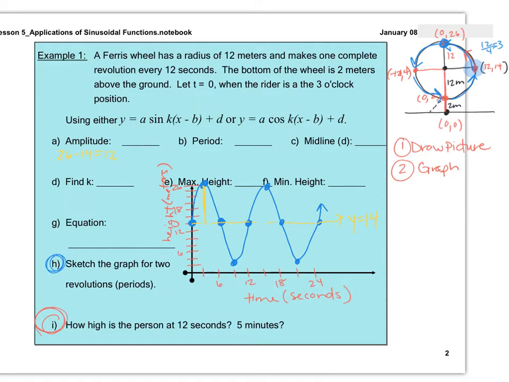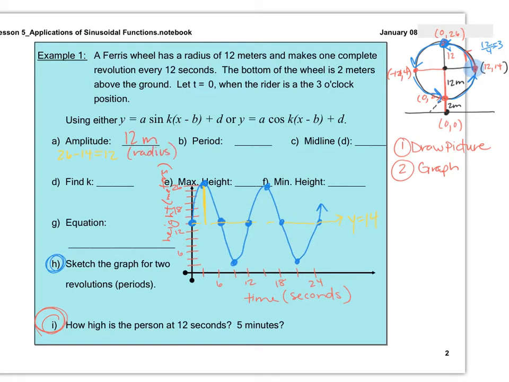Do you think that's a coincidence? Think about what is the radius of the circle. So 12, and we can even say meters, is the amplitude. That's going to be the same as your radius.